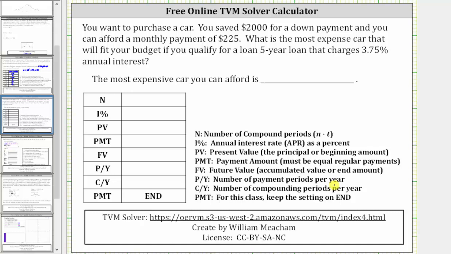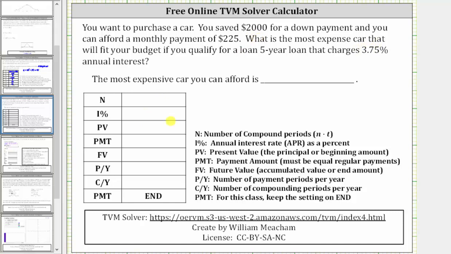You want to purchase a car. You saved $2,000 for a down payment, and you can afford a monthly payment of $225. What is the most expensive car that will fit your budget if you qualify for a 5-year loan that charges 3.75% annual interest? When answering this question, we have to be careful about the down payment.